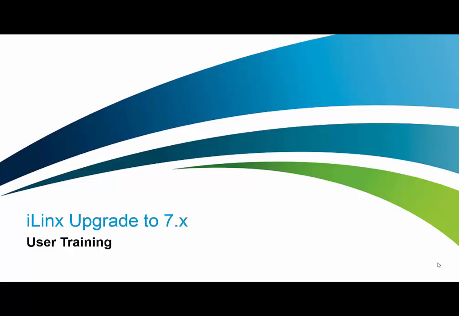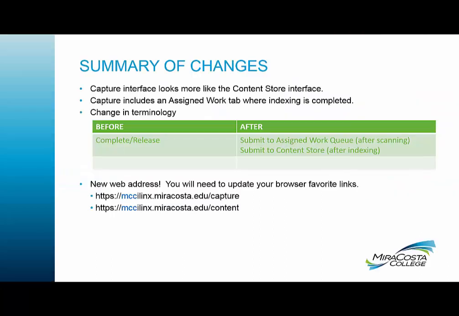This 20-minute video will cover the new iLinx version 7 functionality. The highlights include that the capture interface now looks a lot more like Content Store interface. There's a new tab in Capture called Assigned Work where the indexing is completed, and there's been some change in terminology. Before you would complete and then release a batch, and now you submit a batch to Assigned Work, and then you submit the batch to Content Store after indexing.